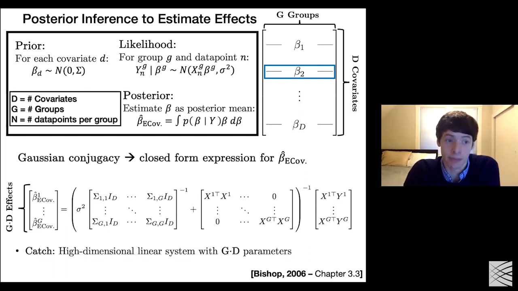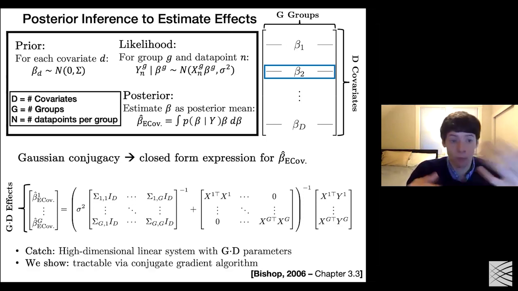There is a catch though, which is that these matrix multiplies, although we have them in closed form and we don't need to approximate this integral, can be super high dimensional, right? So if D is large and we have many groups, this matrix is going to be G times larger than it was if we just had a single problem. So we have this high dimensional linear system that we need to solve in order to get these estimates.